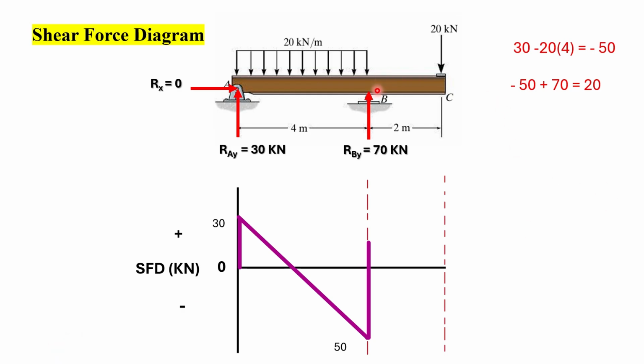Now from B to C we have no force. So we will move to the right without changing the curvature of the line. Means we will be moving towards the right with a 0 degree line because we have no force. So how will we do it? Here you can see that we will be moving to the right in this manner.